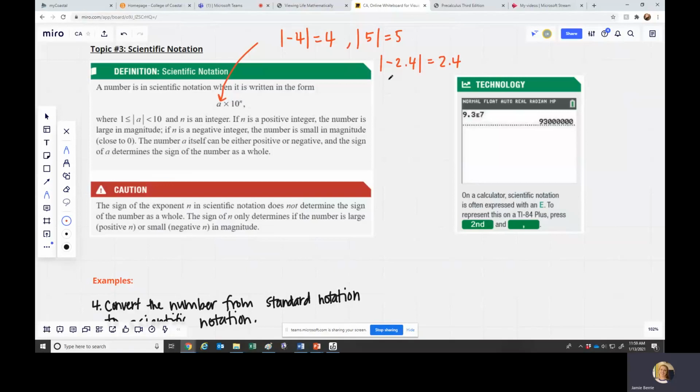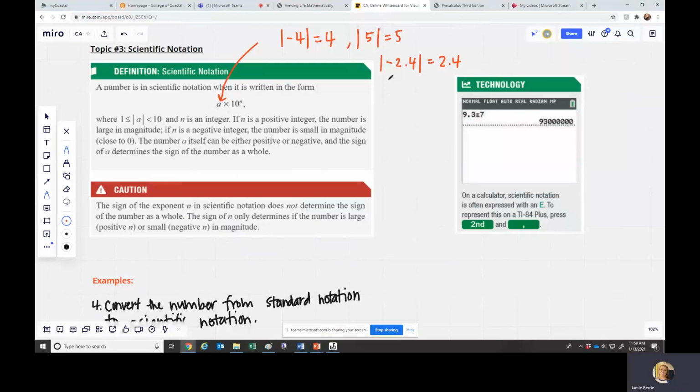The number a itself can be either positive or negative, as long as its absolute value is between 1 and 10. The sign of a determines the sign of the number as a whole. The word of caution here says the sign of the exponent in scientific notation does not determine the sign of the number as a whole. Remember, that's what the sign on a determines, not the sign of the exponent.